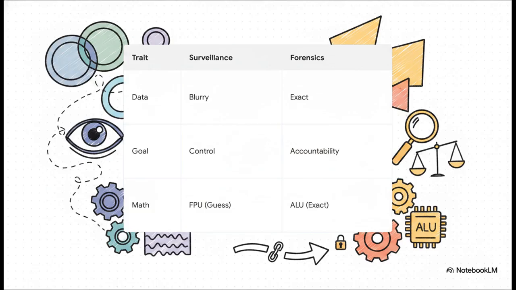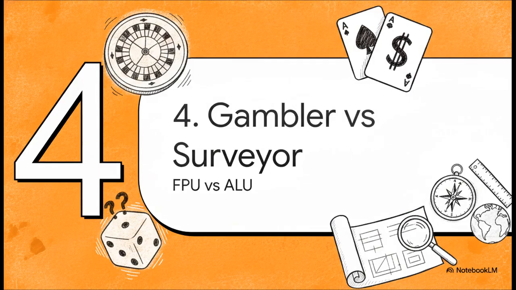And mathematically speaking, true forensics requires something called the ALU, a deterministic system that we are going to look at right now. Because if our society is built entirely on this surveillance model, we end up with endless observation, but zero true accountability when the system fails. Section 4. The gambler and the surveyor.